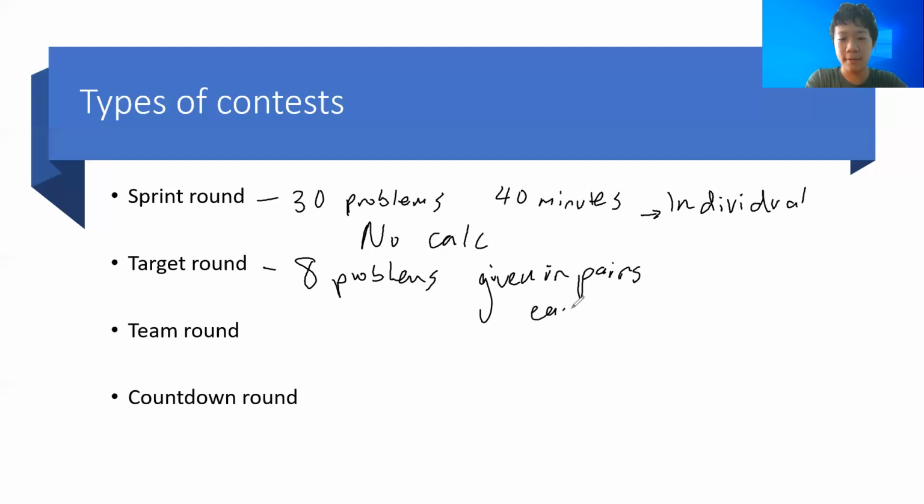And each pair is 6 minutes long. So basically, for the target round, the administrators first give you 2 problems in a pair, and you get 6 minutes to do just those two problems. And then you turn it in, and you get two more problems, and you keep doing that back and forth until you've done all eight of the problems. So there are like four separate rounds of problems inside this target round.